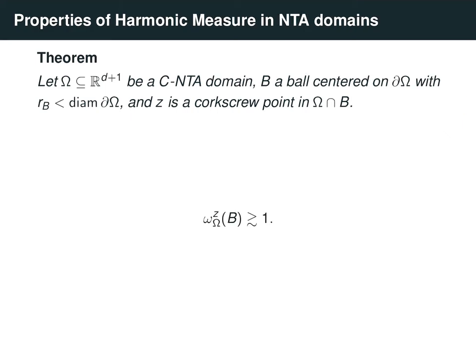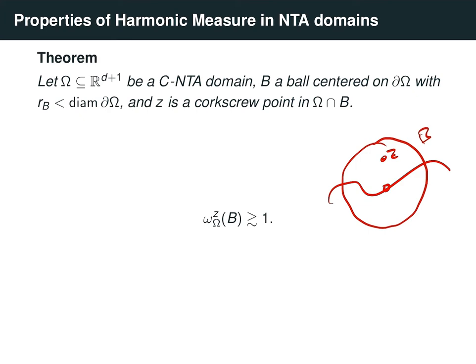The first property is that the harmonic measure of this ball B at the corkscrew point Z inside B is at least some universal constant depending on the NTA constants. To motivate why this should be true, let's consider the probabilistic definition of harmonic measure again. This isn't how it's actually proved, but it gives some intuition. So this is our ball B and this is our corkscrew point Z.